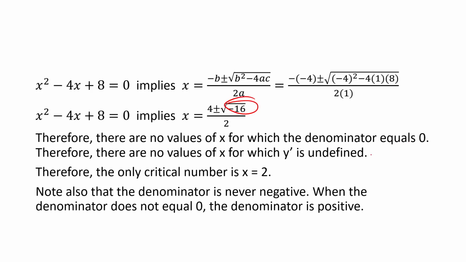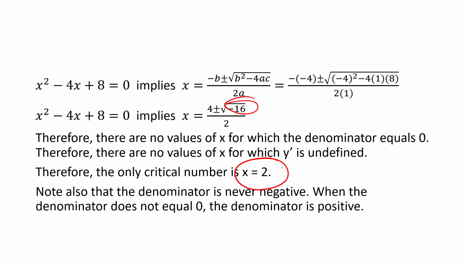So there's no values of x for which y prime is undefined. So what that means is the only value for x that makes the first derivative either 0 or undefined is x equals 2. Okay. Now, we're going to set up our intervals for interval testing.